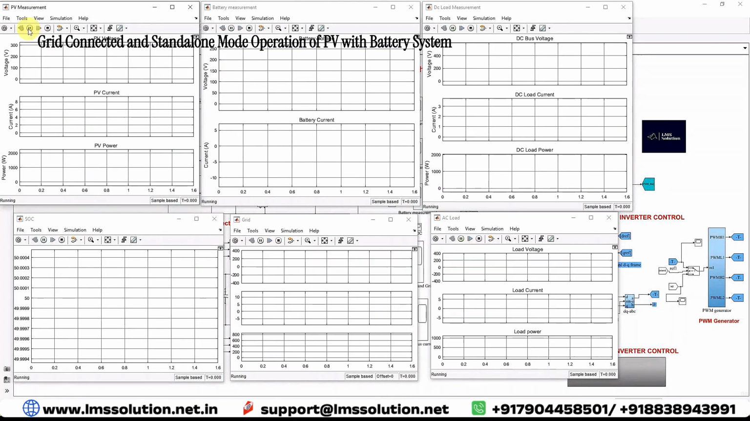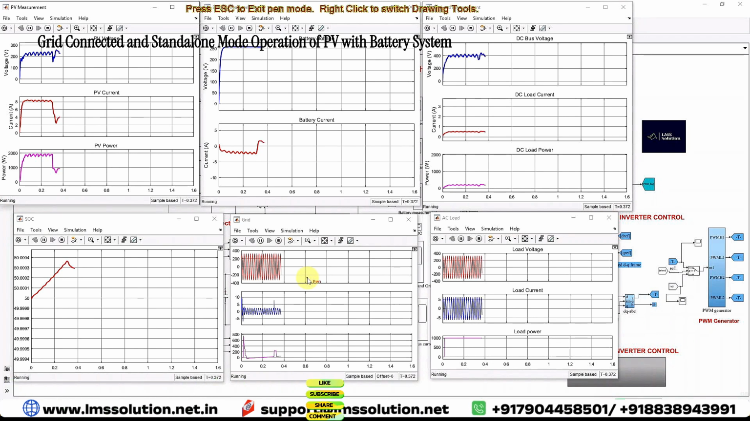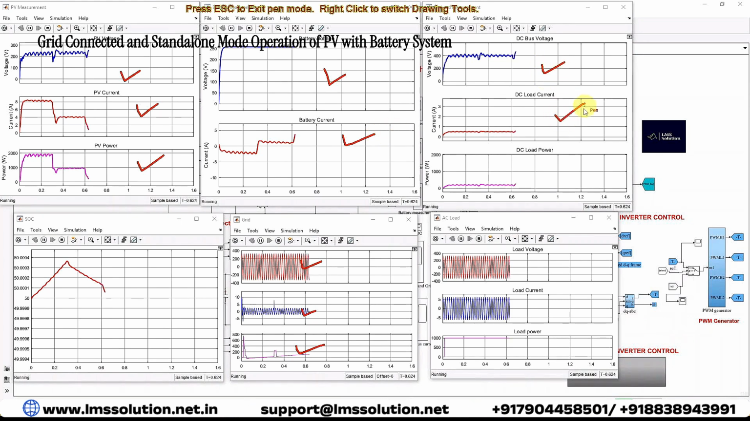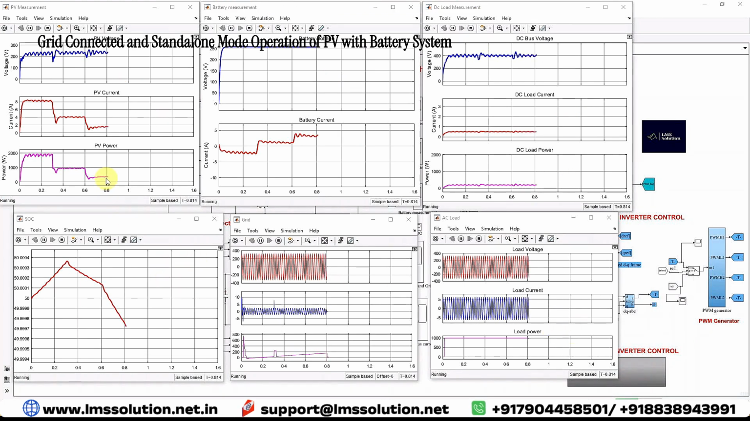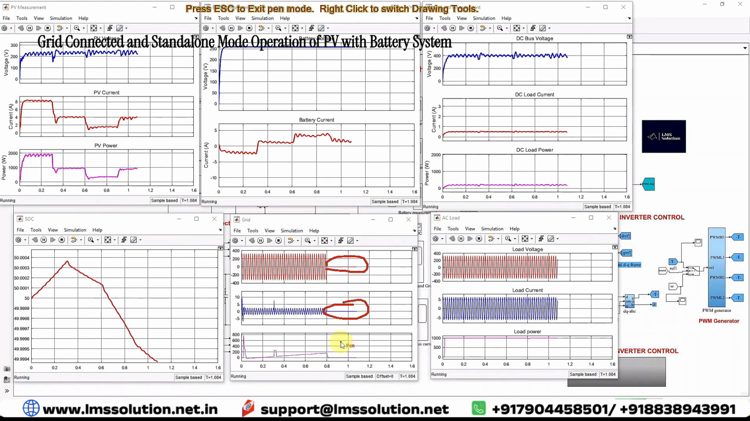Up to 0.8 seconds the system is operated in grid connected mode. You can see the power from the grid, which means availability of the grid here. And then you can see the PV voltage, current and power, battery voltage, current, DC bus voltage, current and power, AC load voltage, current and power, and then SOC of the battery. At 0.8 seconds you can see that the system moves on to islanded mode. There is no power from the grid, or into the grid. The system is now operating in islanded mode.